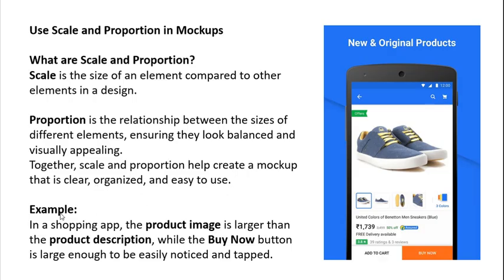For example, in a shopping application, the product image is larger than the product description, while the buy now button is large enough to be easily noticed and tapped, and shown in a different, attractive color.